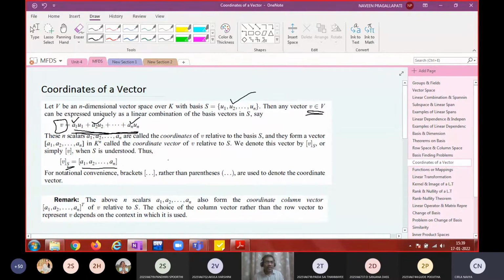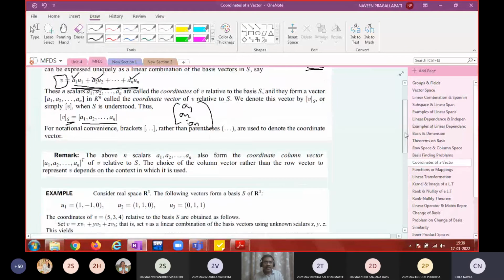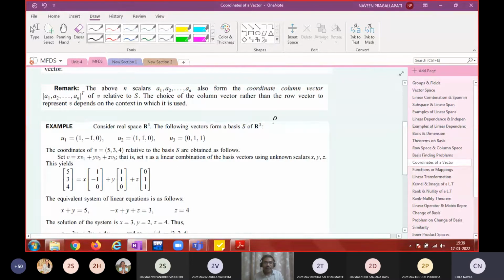Sometimes they are denoted as a row vector, some other times they are denoted as a column vector, a1, a2 and so on, an. See an example here. What is the standard basis for R cube? Standard basis for R cube is (1,0,0), (0,1,0), (0,0,1). Do you agree? This is one basis, and this is another basis.